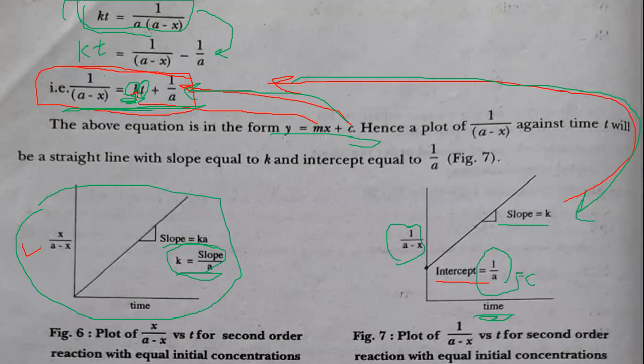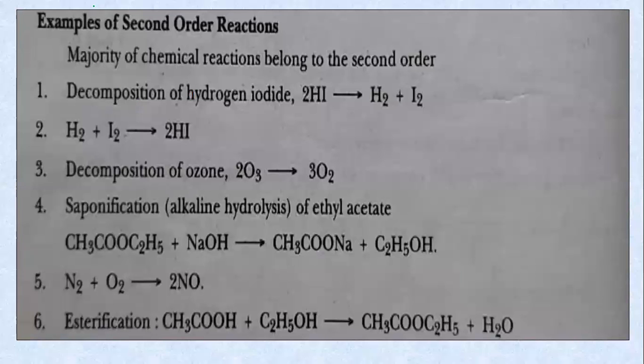We can use both the graphs to find out the order of reaction. These are the general examples. Decomposition of hydrogen iodide into a hydrogen molecule and iodine molecule, or again hydrogen molecule and iodine molecule react with each other to form hydrogen iodide. Now decomposition of ozone to give oxygen. Then saponification. Saponification means we are reacting with the base.